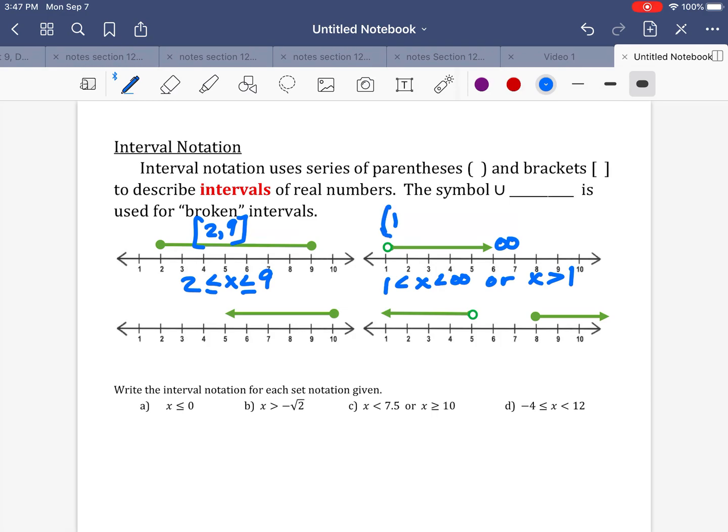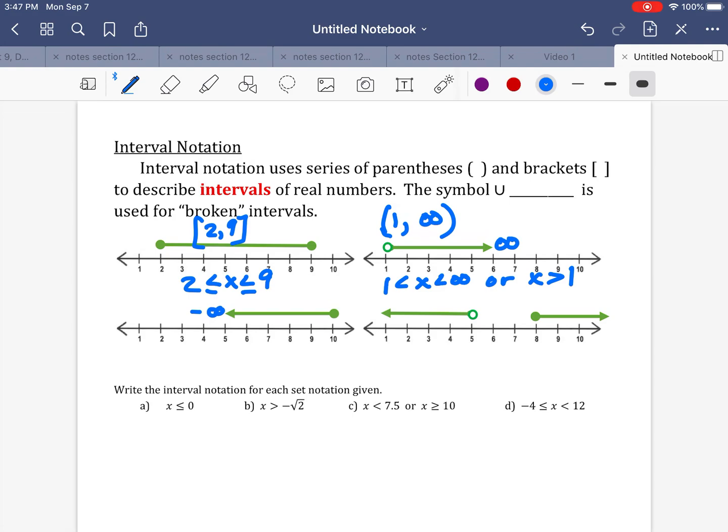But if I'm doing interval notation, I want to say 1. Remember, I put a parentheses because I don't want to include 1. It's not a filled-in hole. And I put comma infinity. Now, infinity always gets a parentheses because you can't ever get to infinity. It's just unreachable.